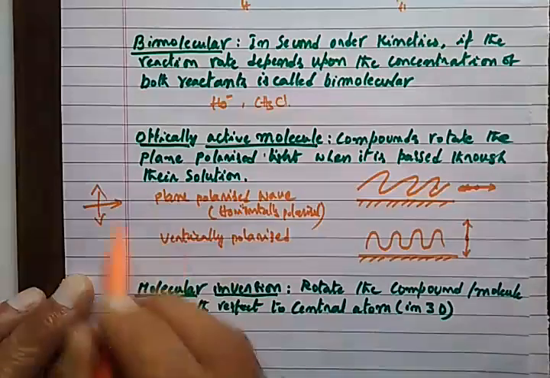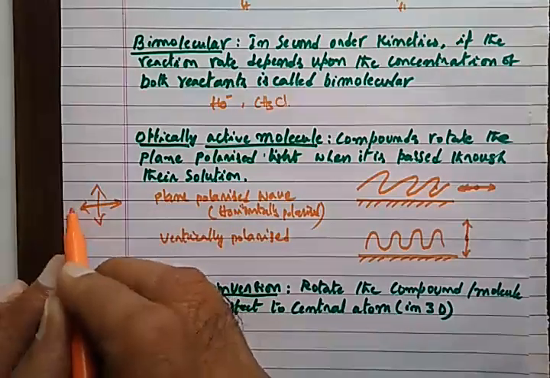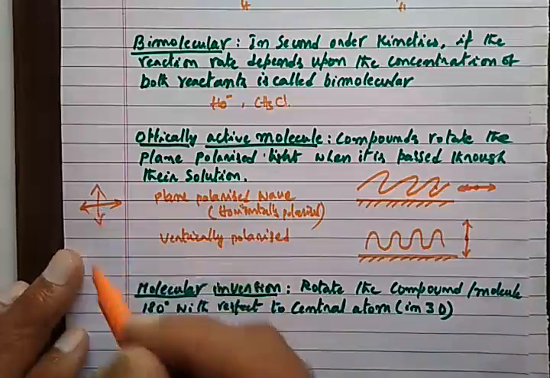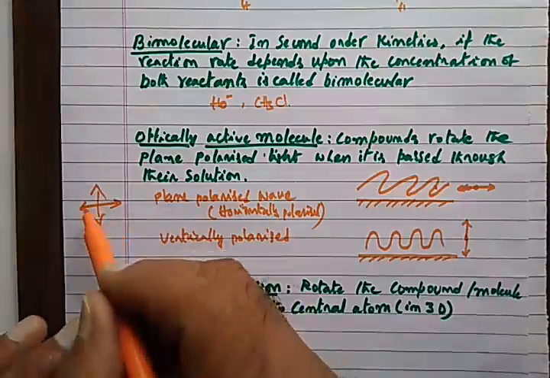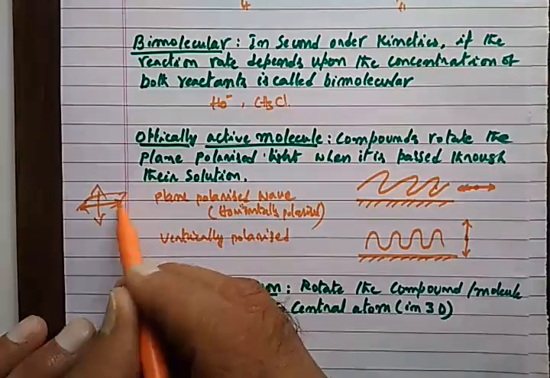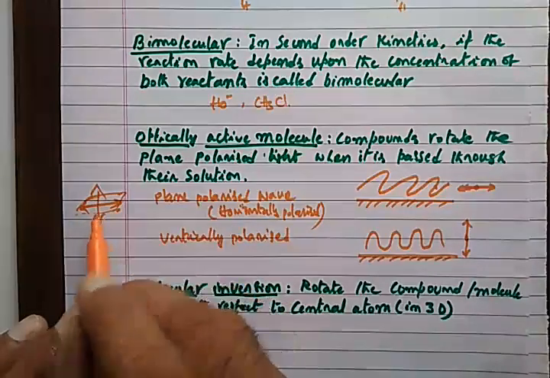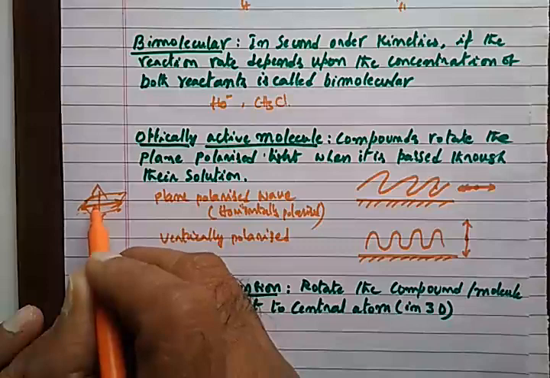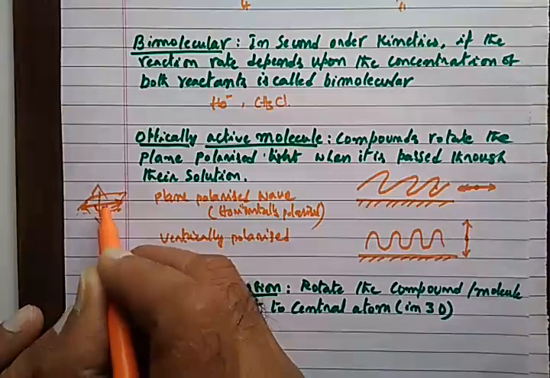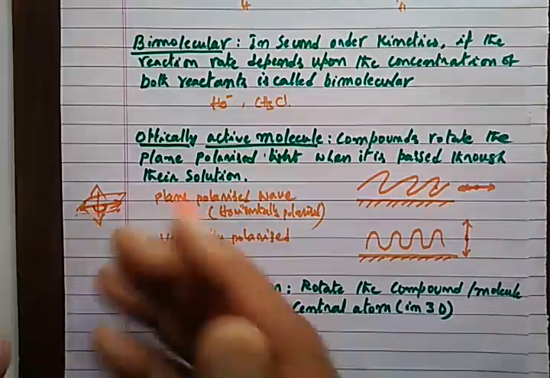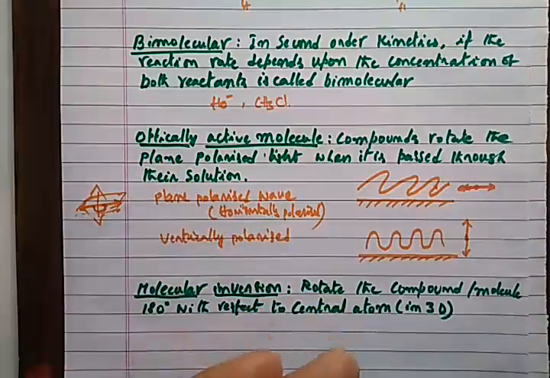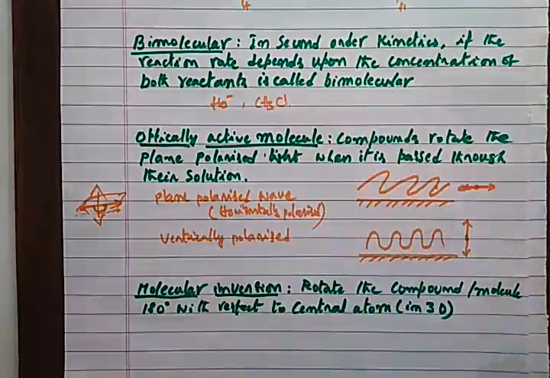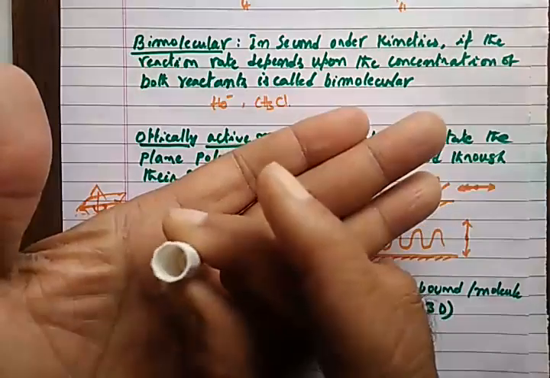This is a vertically polarized wave, and this is a horizontally polarized wave, that is, a plane polarized wave. You should see it like this, horizontally in the plane. If this entire thing is rotated 180 degrees, that means parallel to the ground, you have to rotate it, like a pen like this, and then you rotate.